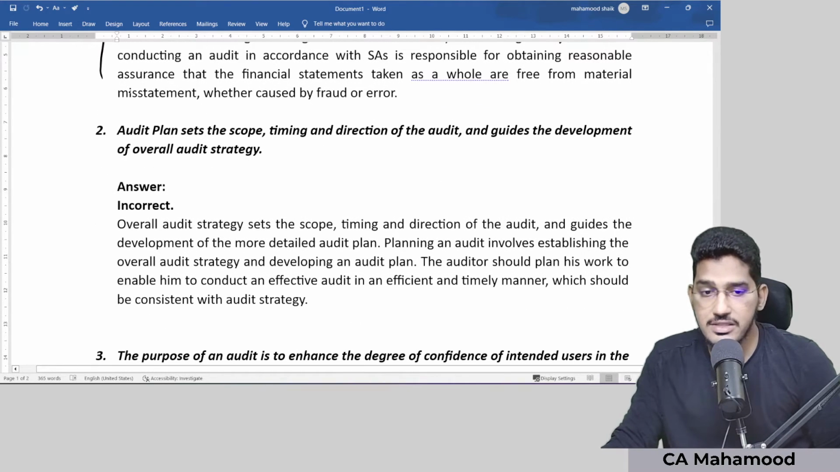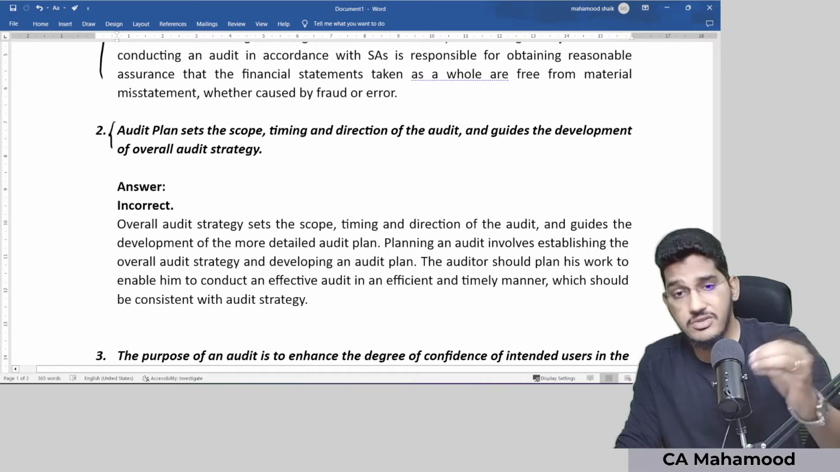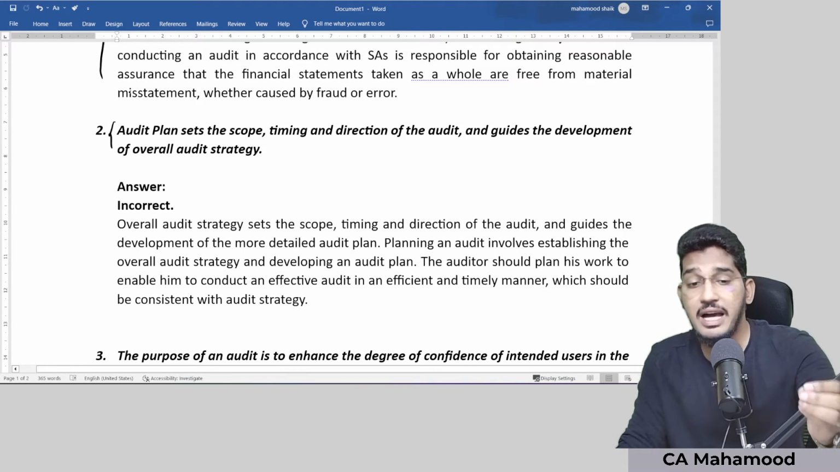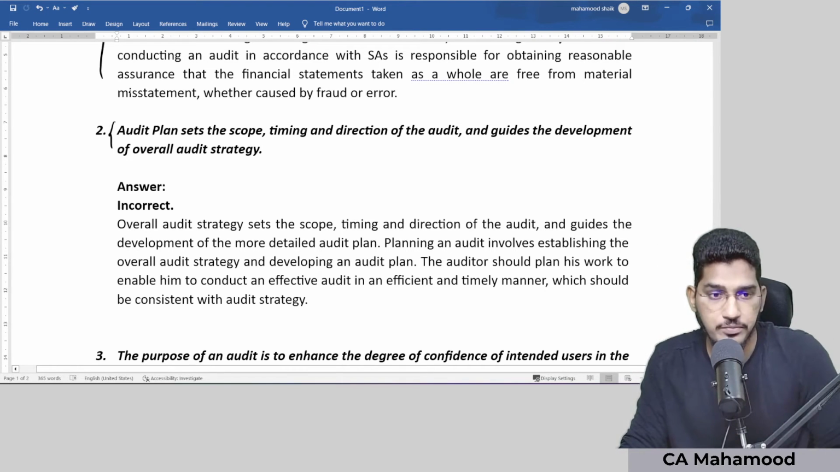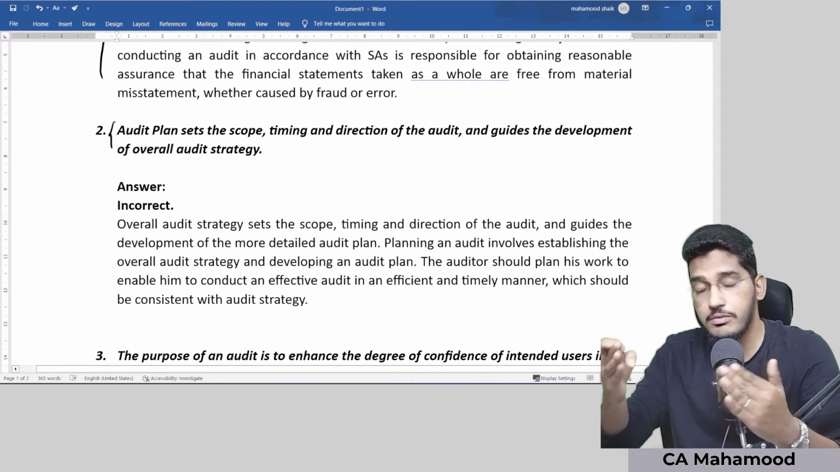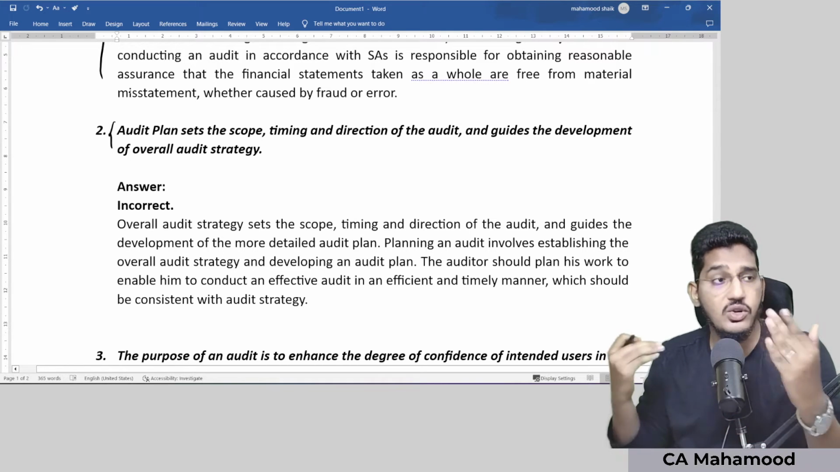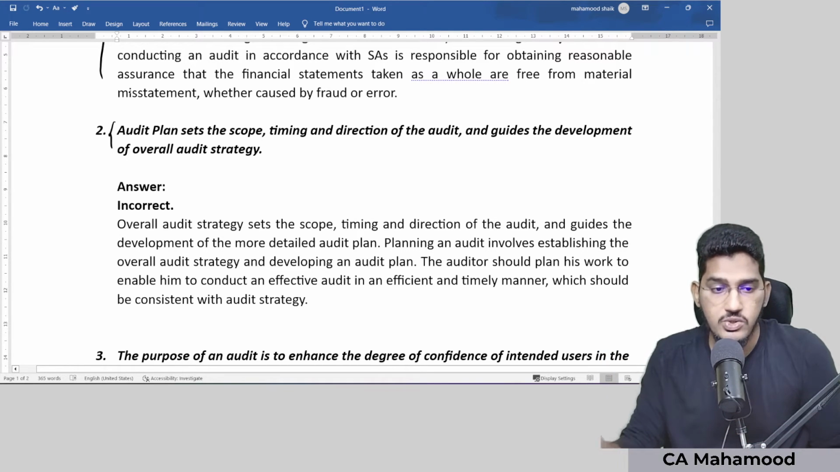Audit plan sets the scope, timing and direction of the audit and guides the development of audit strategy. Is the given statement true? No, the given statement is false. Why? Because as we know, the overall audit strategy will set the scope and direction and guide the development of the audit plan. But they have given the reverse here. They are saying audit plan will set the scope, timing and direction for the development of audit strategy, whereas the opposite statement is true. So we will write the answer as incorrect, then we will write the correct statement.